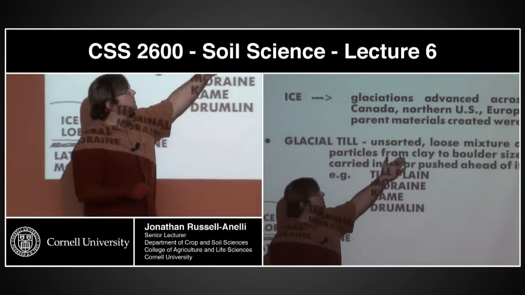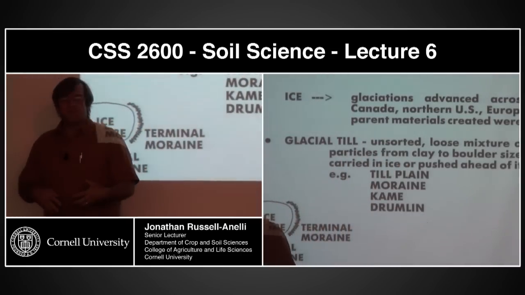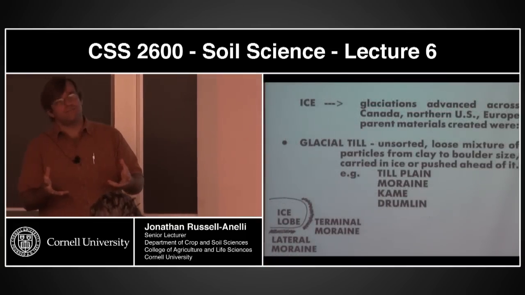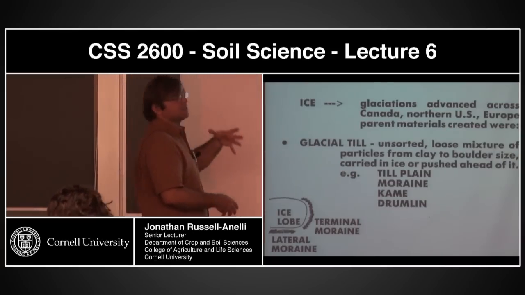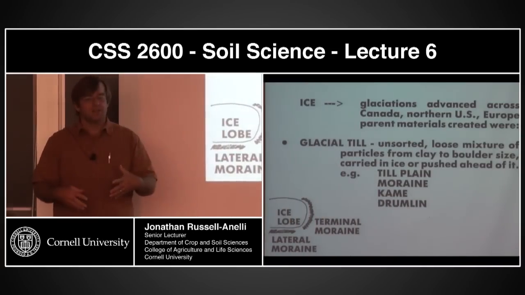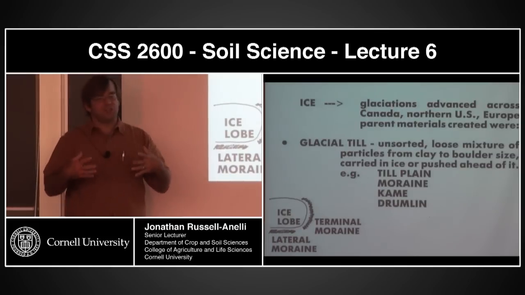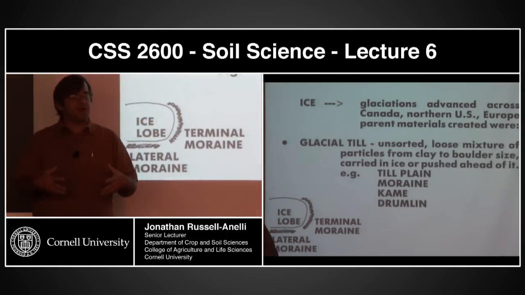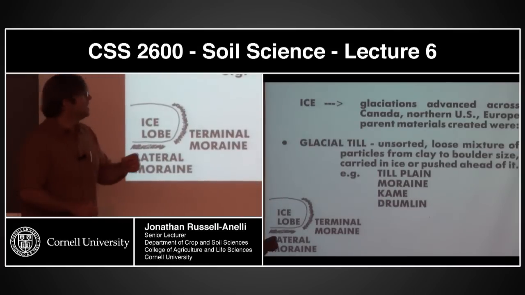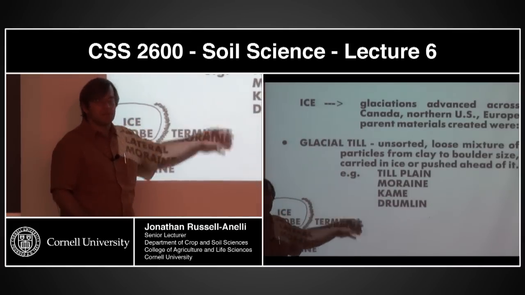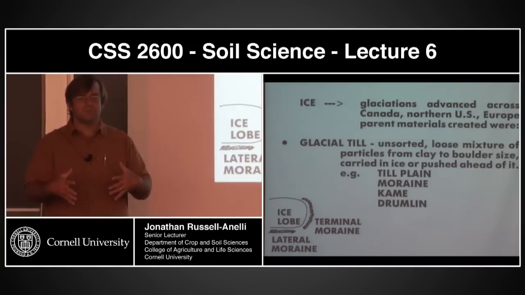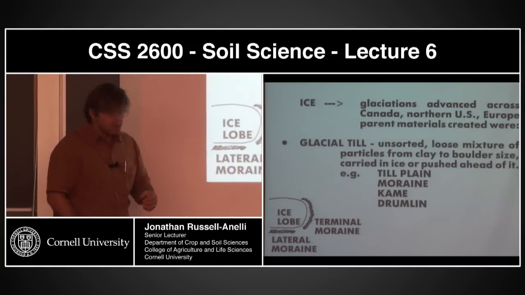And so as a result, you get this unsorted, loose mixture of everything. Particles from clay to boulder size. So we're talking about ice transportation, okay? And we're basically looking at this unsorted, loose mix of basically everything, of all different kinds of sizes, shapes, colors, materials, mineral types. The interesting thing about this is they get classically deposited in very classic forms. These examples of the till plain, moraines, kames, kettles, eskers, they're all very distinct in their formation when they're laid.